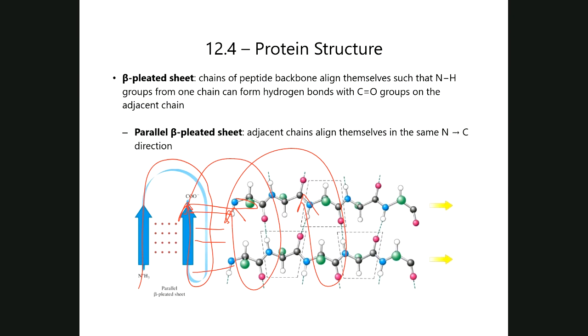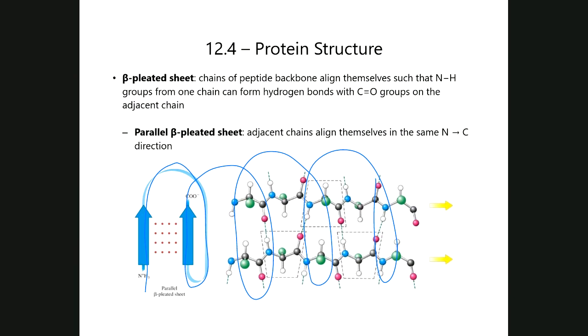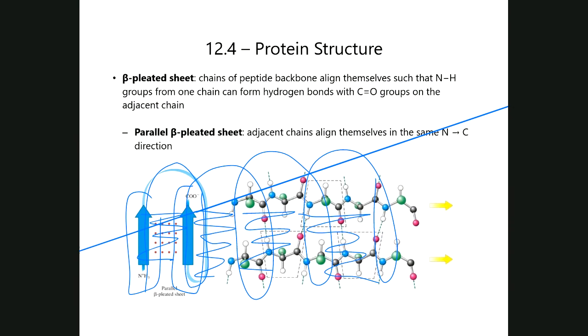I'll do this again very quickly. Change colors. So then it goes this way, and then it wraps around, and it wraps around again, and again. But it's not a coil. It's just that these long strands will interact with each other, again and again, and it forms these long sheets.